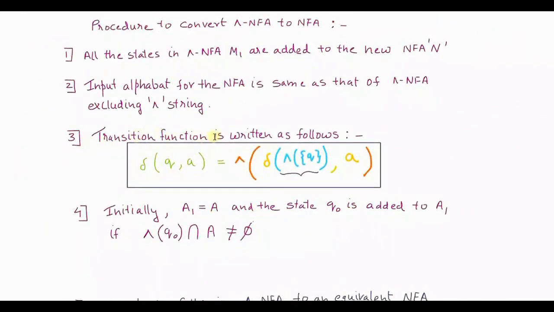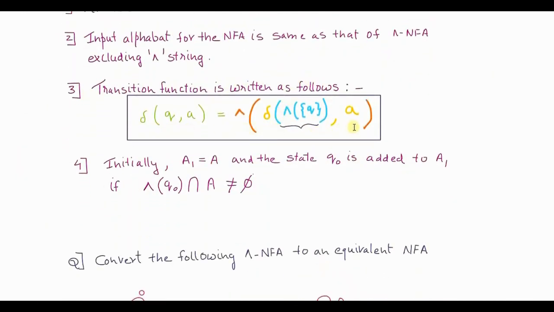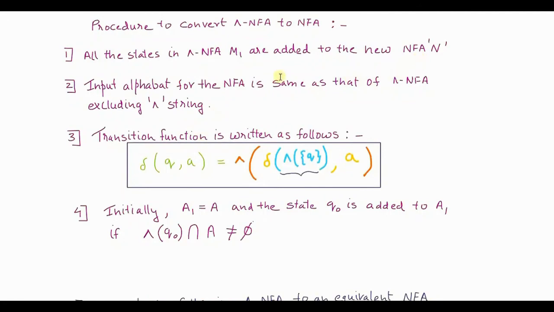Third, the transition function is written as follows. This is a formula that you will have to remember to find out transitions. In the resultant NFA, you first add all the states of the null NFA as they are. Then the input alphabet is assumed to be the same as given for the null NFA. Next, we have to find the transition of each state over each input A. So del of Q comma A tells you we have to find the transition of each state of the given null NFA over each input symbol A. This can be written as E closure of del of, E closure of state Q comma A. So this formula you need to remember.